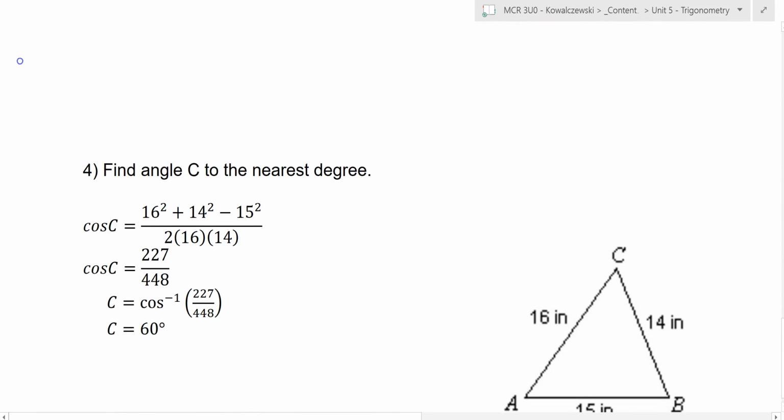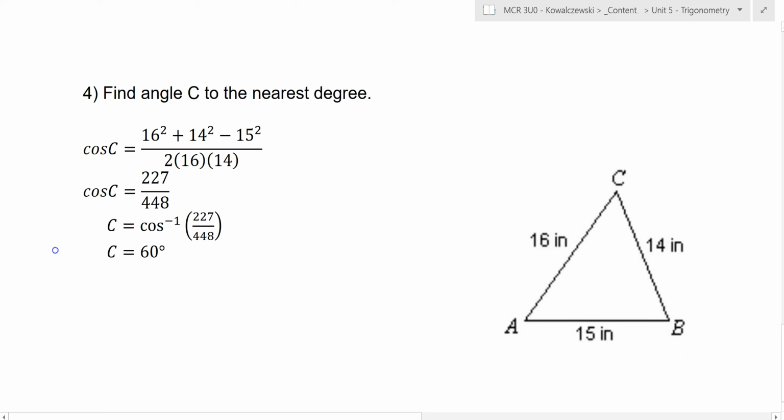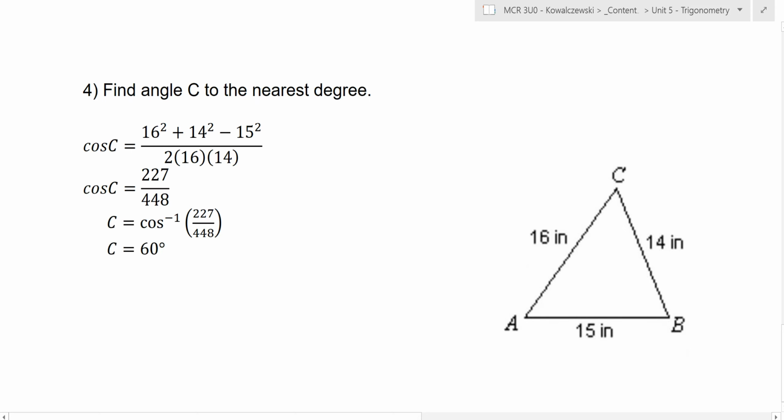So just very quickly again, I've already filled in here to find angle C to the nearest degree. This is a side, side, side situation. I have all three sides of the triangle, so I want to figure out angle C. For finding an angle, you see that I have the squares of all three sides. The question is always going to be, which one do you subtract? What I said before was, whatever is opposite the angle you're finding, that's the side that you subtract.